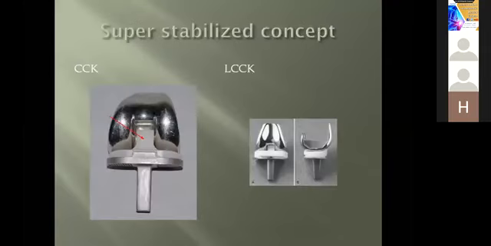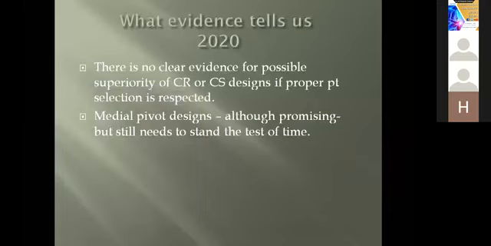The super stabilized designs have a wider polyethylene post, a larger cam, and a more fit here so that there are minimal degrees of instability in the collaterals. And if your patient has a lateral thrust, these designs can compensate for this. What is the evidence so far? There is no clear evidence for possible superiority of the cruciate retaining or cruciate substituting designs if proper patient selection is respected. Medial pivot designs, although promising, still need to stand the test of time.